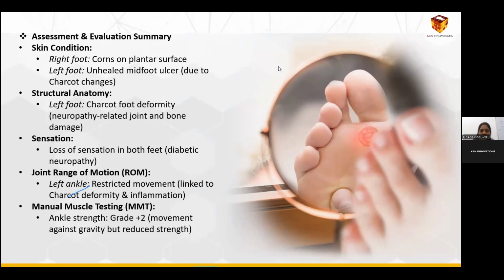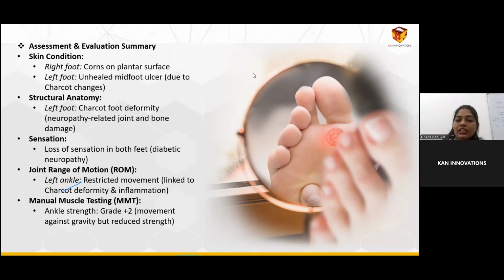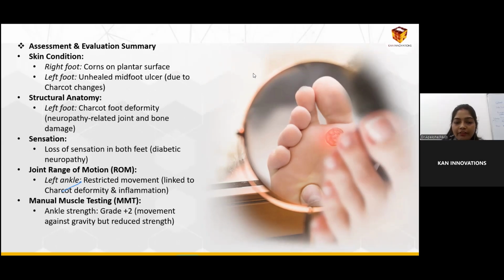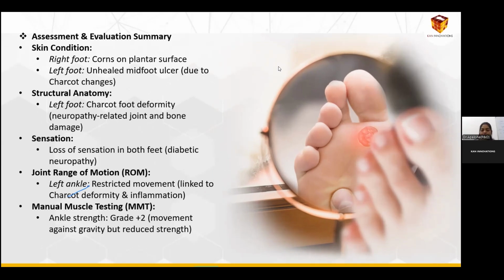We checked his foot condition. On the right side, he has a callus on the plantar surface, and on the left foot, he had an unhealed midfoot ulceration. As we know in Charcot, the structure of the midfoot collapses and creates a load on the foot surface. In the structural anatomy, we see the Charcot foot condition and we address it. Next, he has a loss of sensation on joint range of motion. Due to his diabetic condition and Charcot condition, he had a restricted movement in the left ankle. In the manual muscle test, we understood his ankle strength was not enough and it has reduced strength.